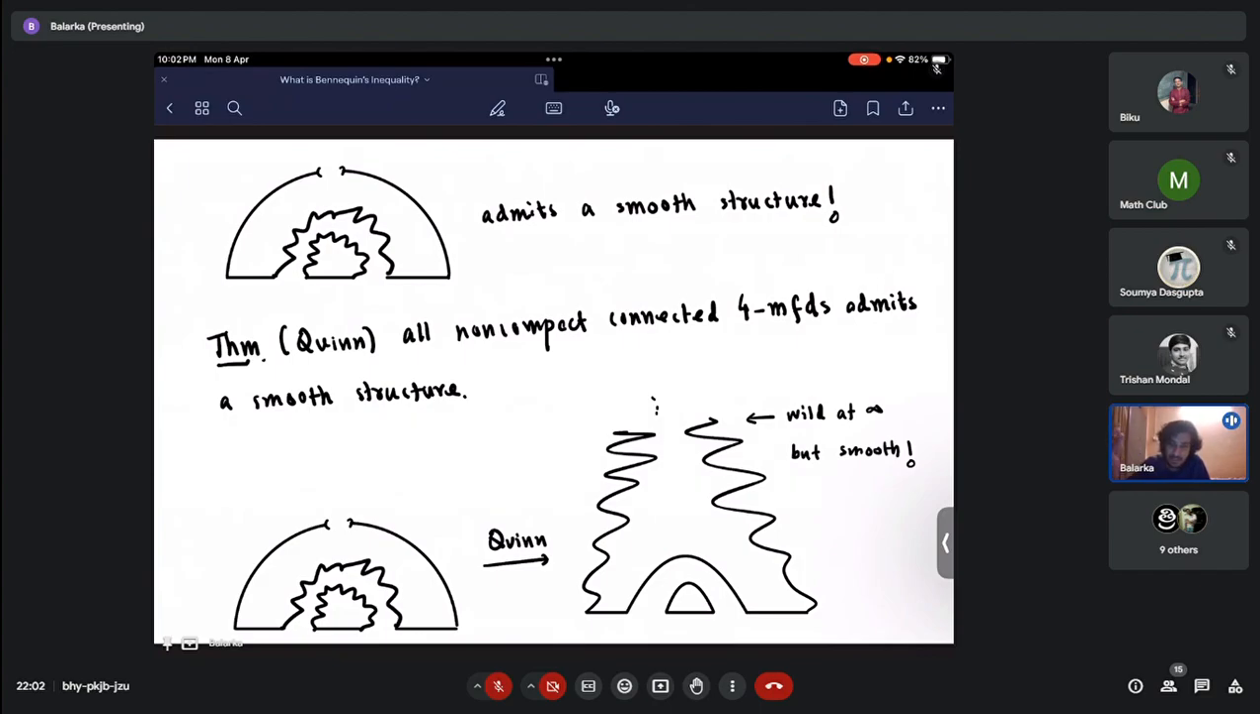The second one is Freedman's theorem, which says that any Alexander polynomial one knot is topologically slice. That's not clear at all. And the third thing is this theorem of Quinn, which says that all non-compact connected four-manifolds admit a smooth structure. Yes, that's not obvious. Not obvious at all. Those are the three hard theorems you combine to get to this. Precisely.